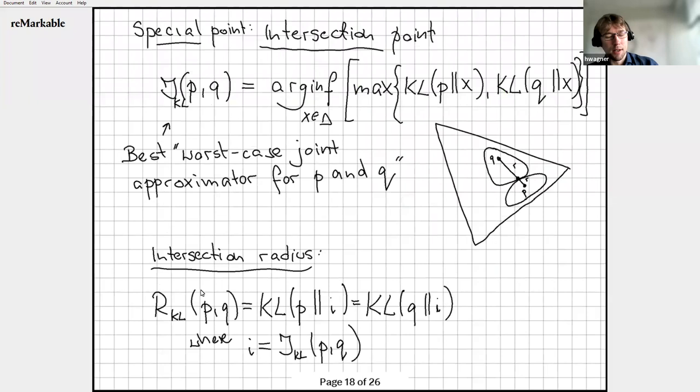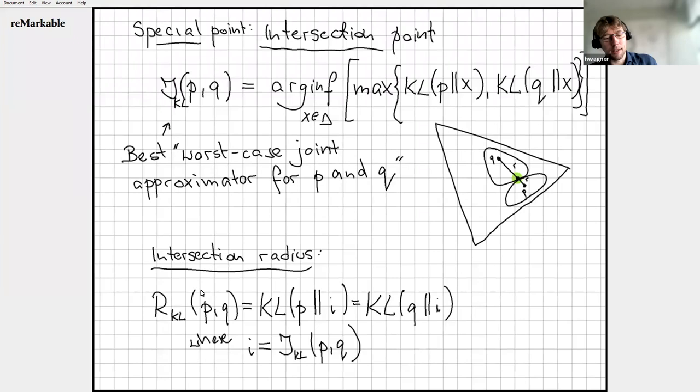Maybe let's not look at the formulas for now, but the idea is quite simple. Just like in the Čech complex, we have our two points P and Q, and we grow balls around them at the same pace. At some point they will intersect, and for KL balls there is actually a unique point of this first intersection, and this is a special point we will use to define some kind of distance.